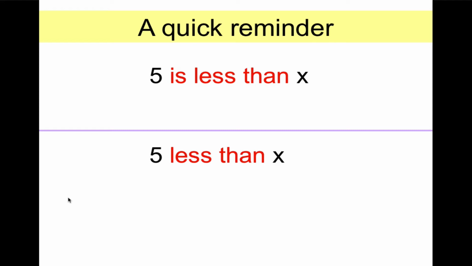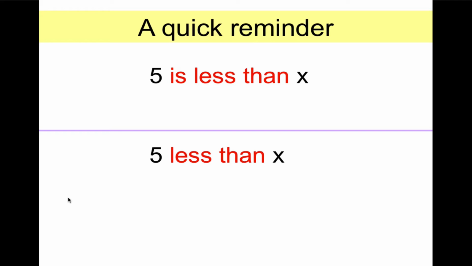5 is less than x. Write that on the left-hand side, and then try and write it using mathematical symbols on the right-hand side. And then a second one, 5 less than x. And again, write it using mathematical symbols. So you can pause using the space bar, write your answer, and then check to see how you did.